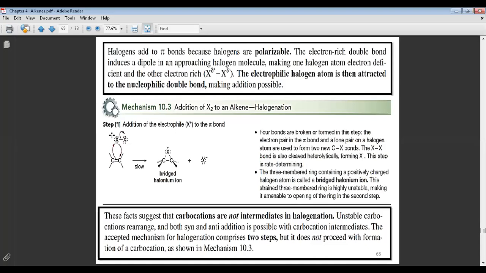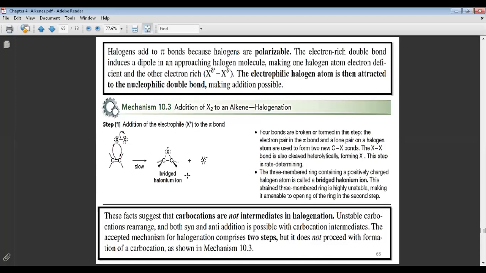Oh, what is the mechanism for this addition? Here is the mechanism for this addition. Step number 1, addition of the electrophile X to the pi bond. That means here the pi bond will attack the partially positive end, and then this will make for us an intermediate. We say a bridged halonium ion. Okay, halonium ion. We have positive charge on the halogen. If you have positive on the carbon, it will be a carbocation. If you have positive on the halogen, it will be a halonium ion.